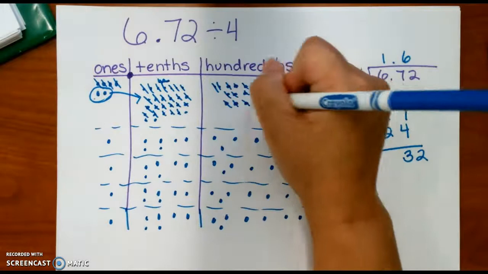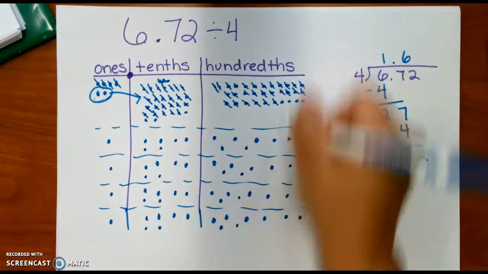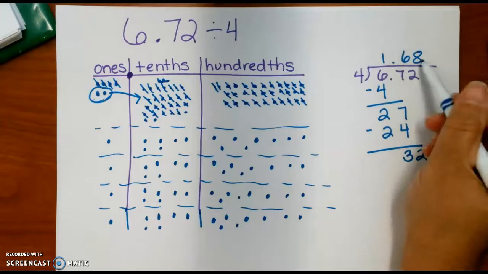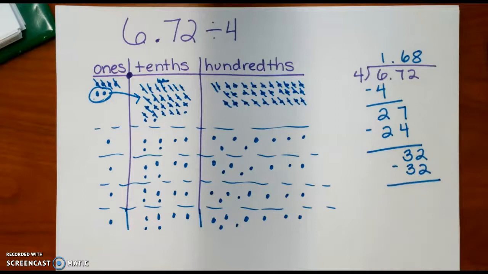And 1, 2, 3, 4. Now, how many are in each group? 1, 2, 3, 4, 5, 6, 7, 8. 8 times 4 we know is 32. And when we subtract, we have nothing left.